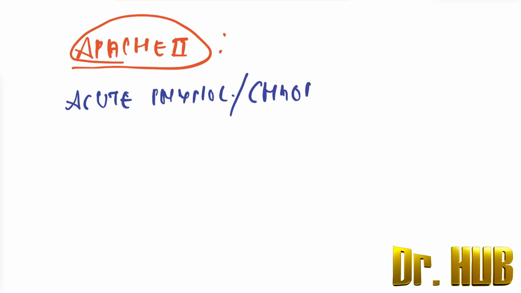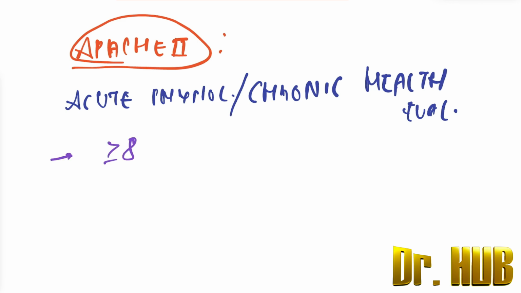Next we move on to the APACHE II. What is meant by APACHE II? APACHE II stands for the acute physiological and chronic health evaluation. Here a score of 8 or more is considered to be severe.